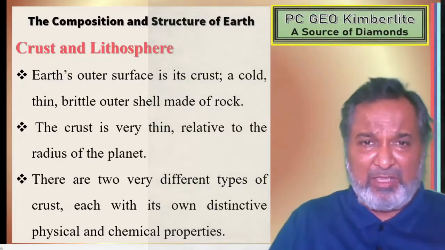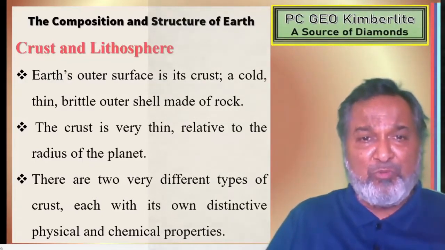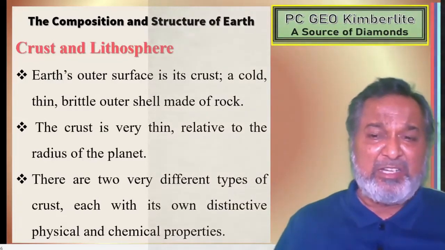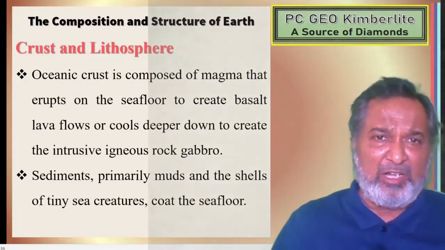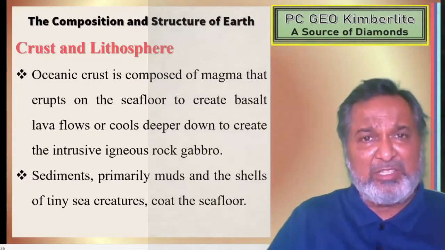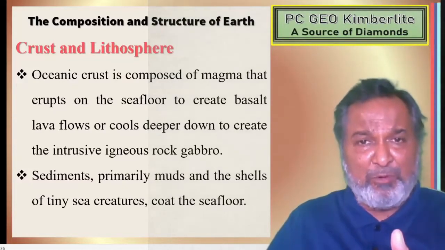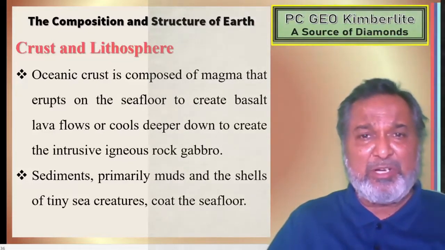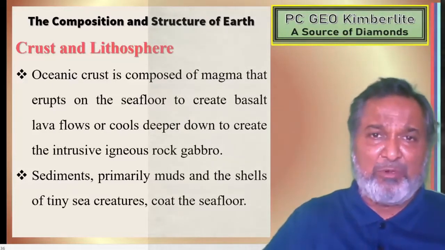The crust is very thin, that is 40 to 45 kilometers as I told, related to the radius of the planet. There are two very different types of crust, each known by distinctive physical character. That is the oceanic crust and the continental crust. First, the oceanic crust is composed of magma that erupts on the sea floor to create basaltic lava flows or cools deeper down to create intrusive igneous rock, as also the gabbros are there.